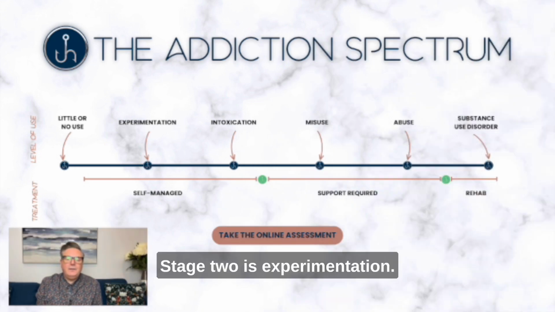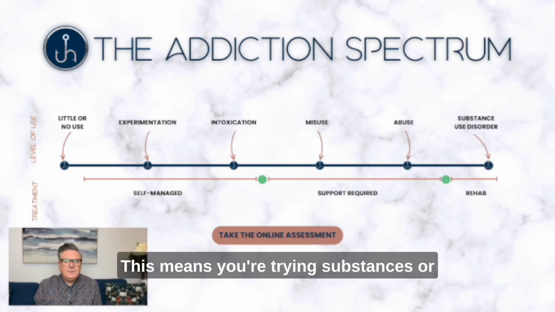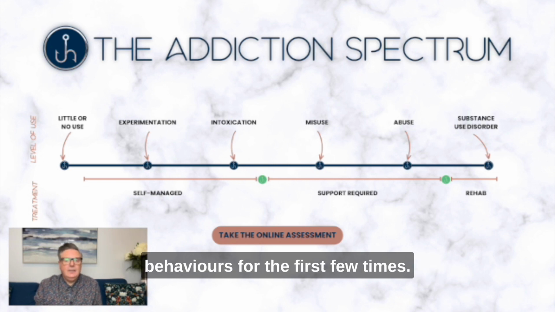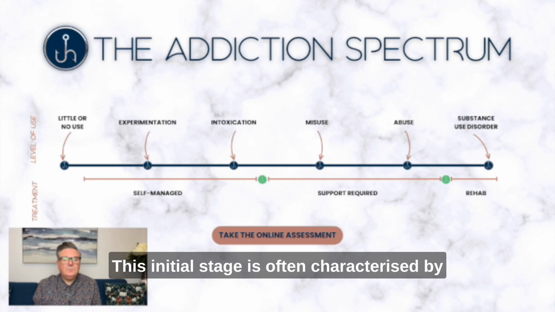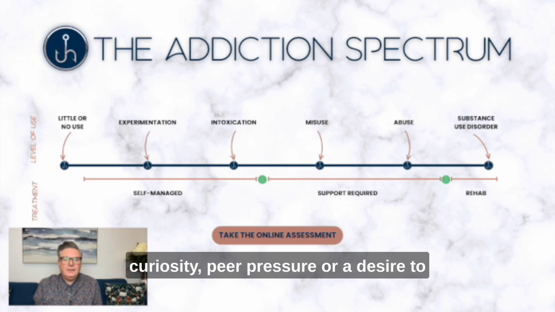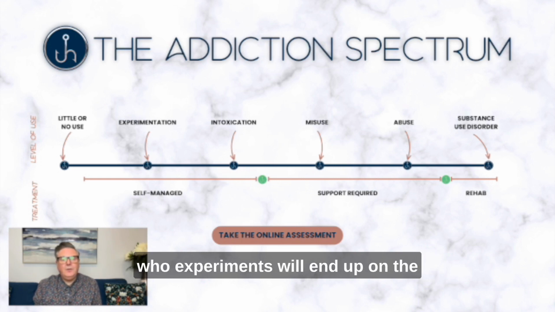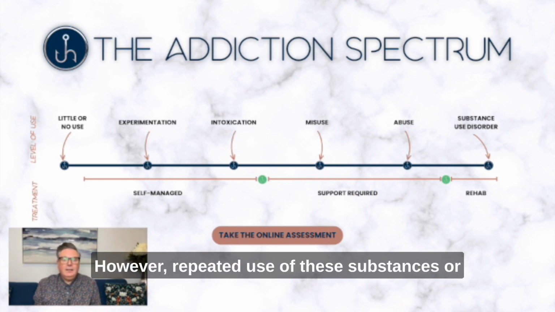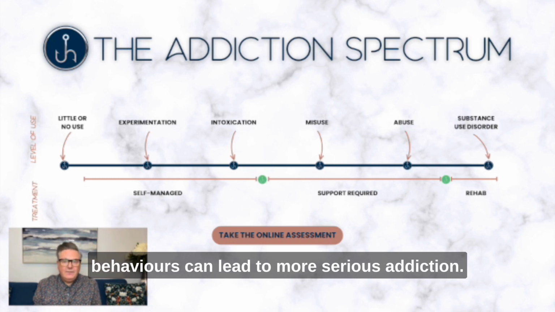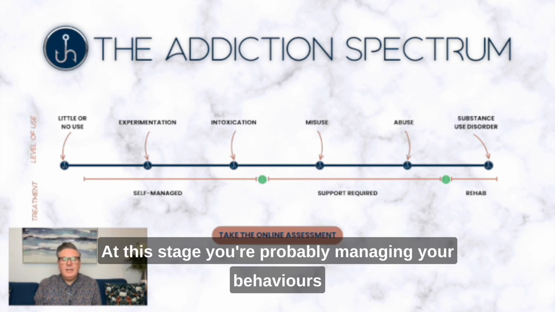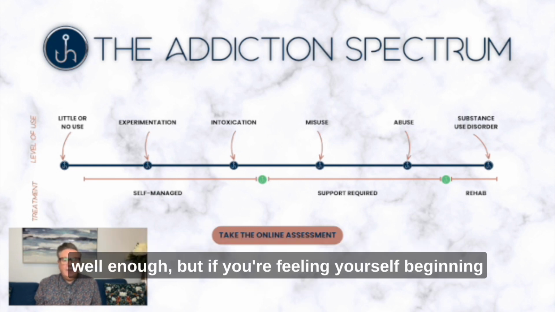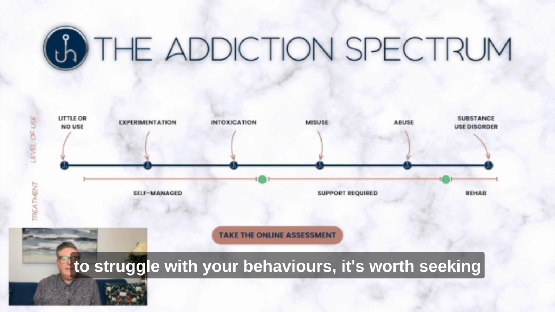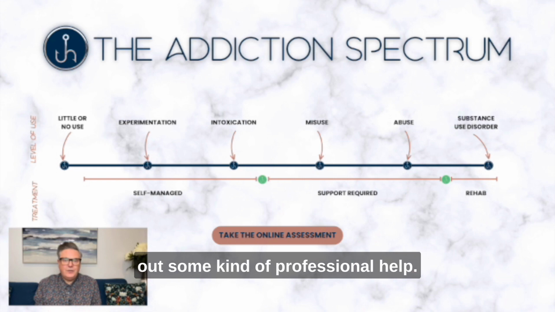Stage 2 is experimentation. This means you're trying substances or behaviours for the first few times. This initial stage is often characterised by curiosity, peer pressure, or a desire to escape negative emotions or stress. It's important to know that not everyone who experiments will end up on the higher end of the addiction spectrum. However, repeated use of these substances or behaviours can lead to more serious addiction. At this stage, you're probably managing your behaviours well enough. But if you're feeling yourself beginning to struggle with your behaviours, it's worth seeking out some kind of professional help.